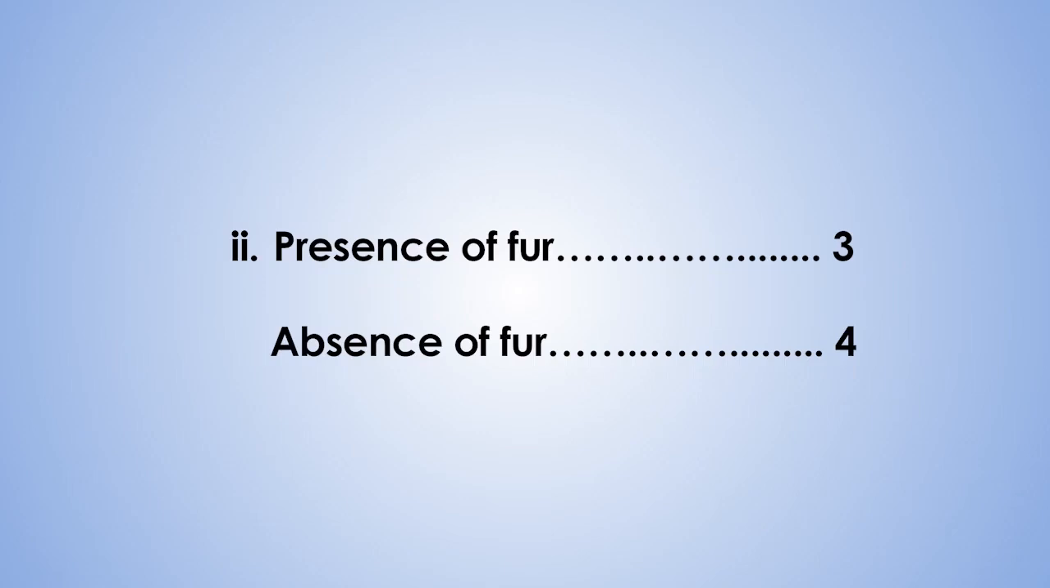So we now move to number 2, which is presence of fur and absence of fur. For presence of fur, we have more than 1 organism over there, so we move to 3. For absence of fur, we also move to 4 because we have more than 1 organism over there. Now we move to number 3, which is presence of fur, leading us to number 3.